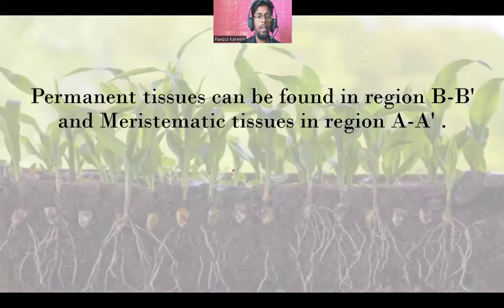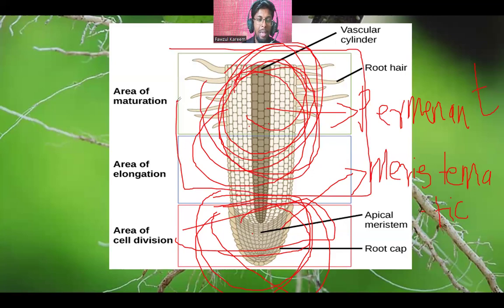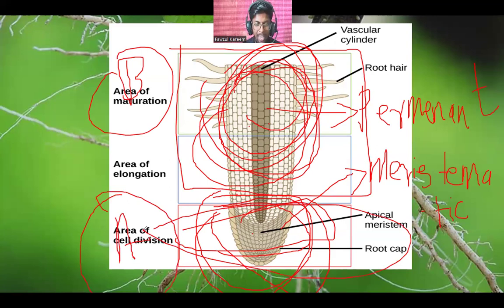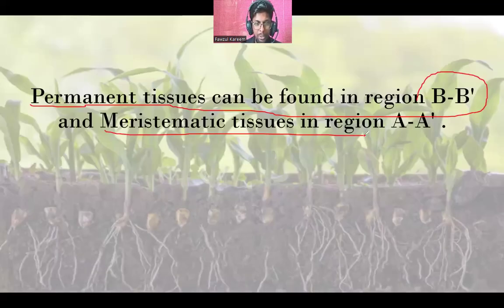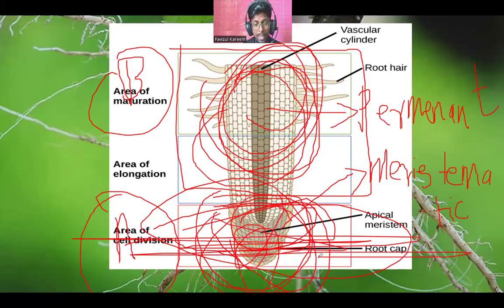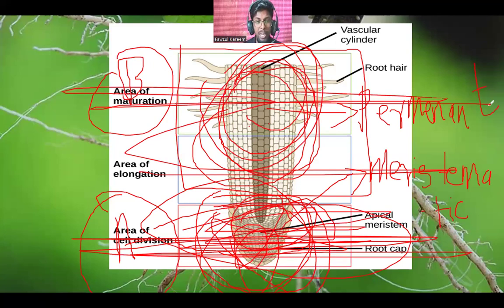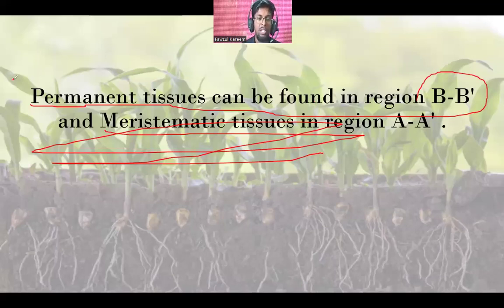So here, the permanent tissues can be found in region B1. That means this is a B1 region. We are keeping a name for this region, B area. And here this is an A area. So in our A area, meristematic tissues are there. What is meristematic tissue? They have the ability to do cell division. And what about B area? They don't have the ability to do cell division. They come under permanent tissues.